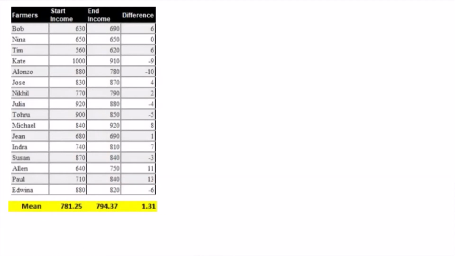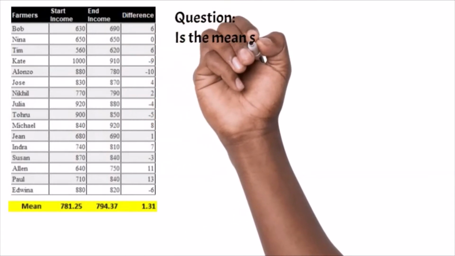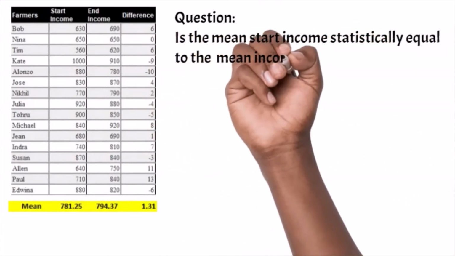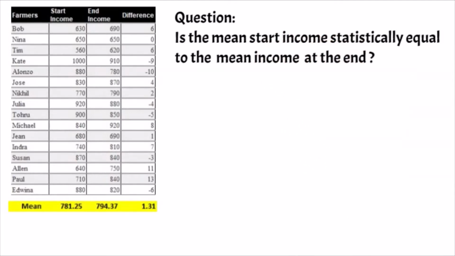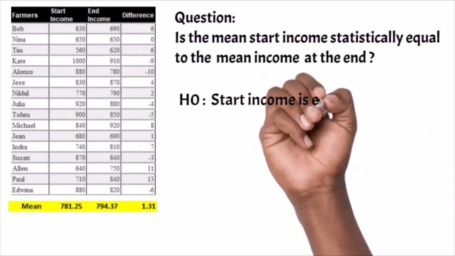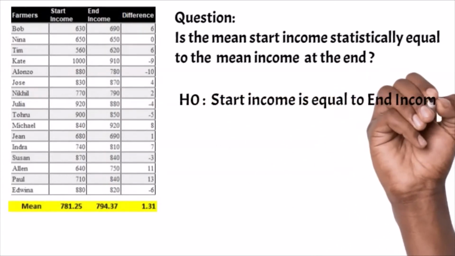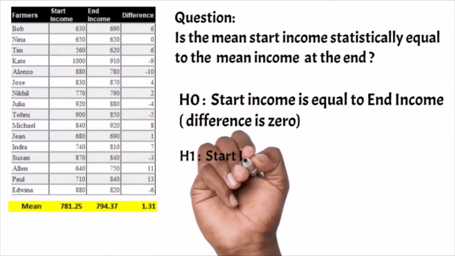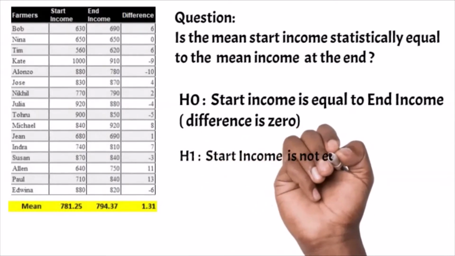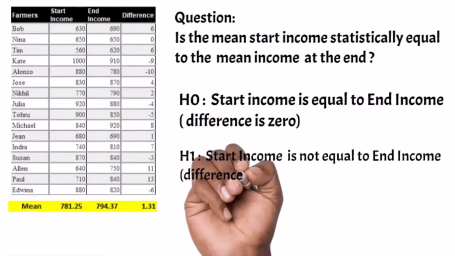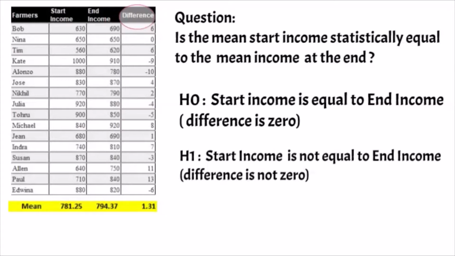So you may ask yourself a question: is the mean start income statistically equal to the mean income at the end of the project? And for that, you can set a series of hypotheses. The first hypothesis, which is the null hypothesis, is that the start income is equal to the end income, meaning the difference is zero. The alternative hypothesis is that the start income is not equal to the end income, meaning the difference between the two incomes is not zero.